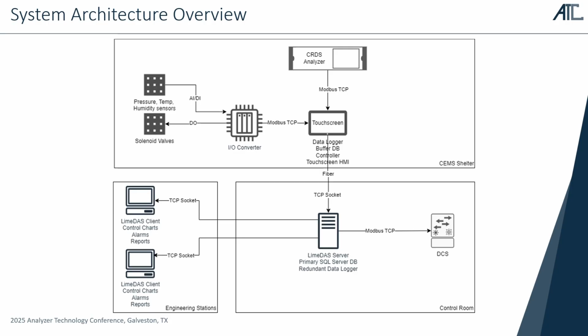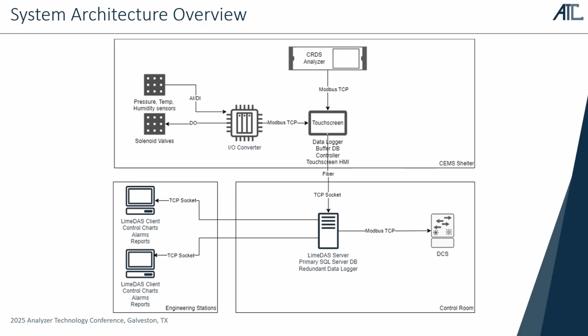Then the controller and the data logger typically sits on an industrial touchscreen, but it can also be installed on various form factors, such as DIN rail or server, depending on the requirements of the facility and the space allocation. It collects and buffers all the data, performs system control, and has an HMI type of touchscreen on it. Then it syncs all the data to the main server that would typically be located in the control room, but can also be located in the same place.